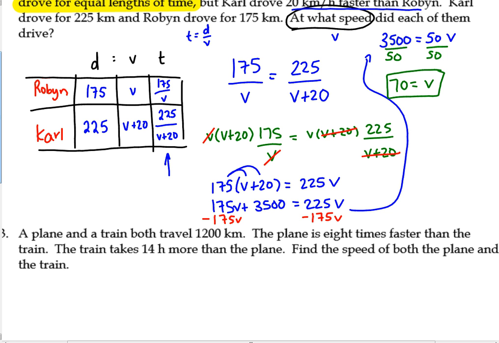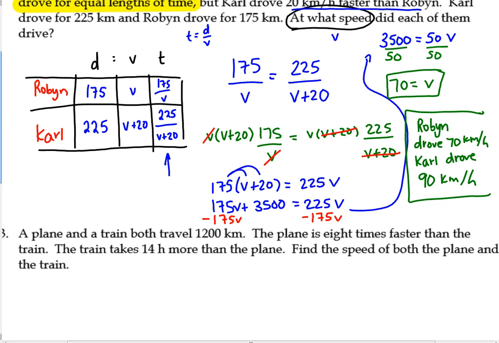Okay, so last we need to write a sentence. It asks for what speed do each of them drive. We just found one of them. So going back to the chart, Robin drove... we want units too. 70 kilometers per hour because Robin was v. How fast did Carl drive? 90, good, because he was v plus 20. Carl drove 90 kilometers per hour. Okay, so we need that sentence, and I need that with units and everything.